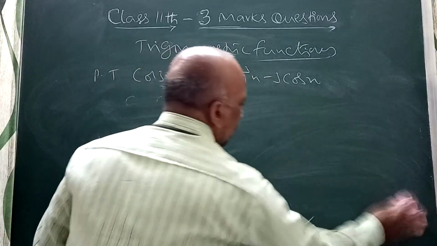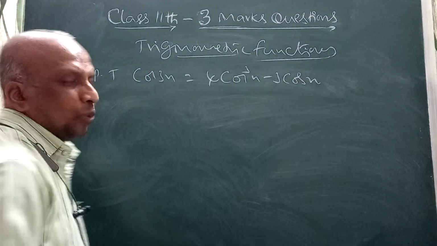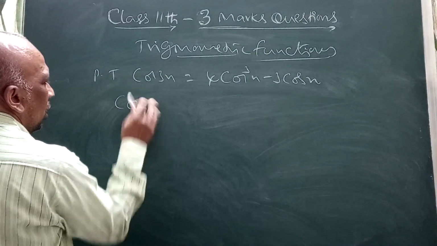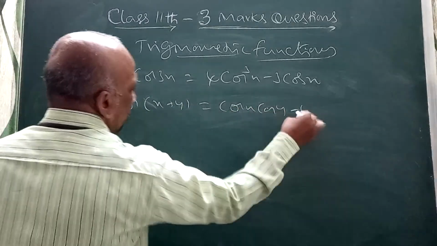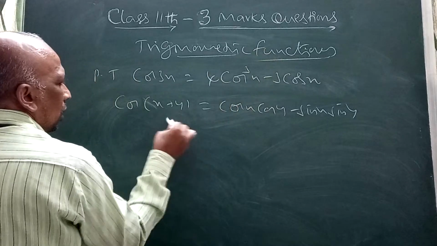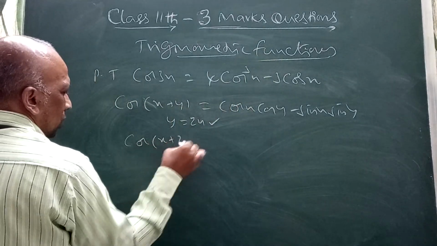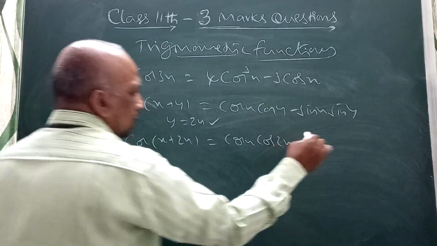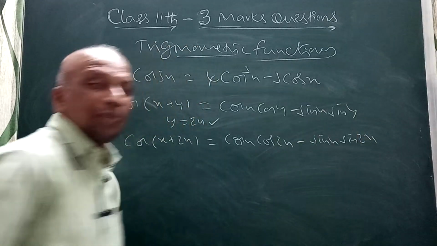Suppose cos 3x. When they are talking about cos 3x, I can write it as cos of x plus 2x. Cos 3x means cos of x plus y, so cos x cos y minus sin x sin y. Everything I want in terms of cos. Here y is 2x, so this will become cos of x plus 2x, so cos x cos 2x minus sin x sin 2x.